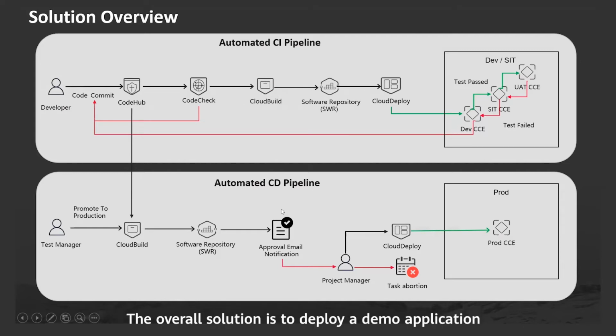The overall solution is to deploy a demo application with image tagging to testing environment before it can be released to production environment with an approval from the project manager to determine which stable version to be released.